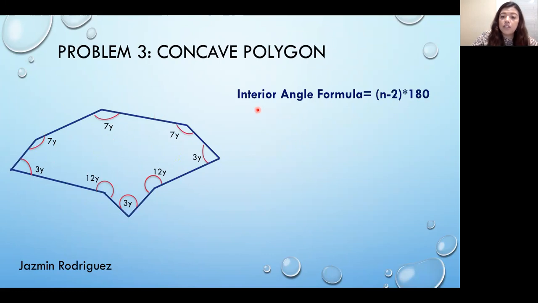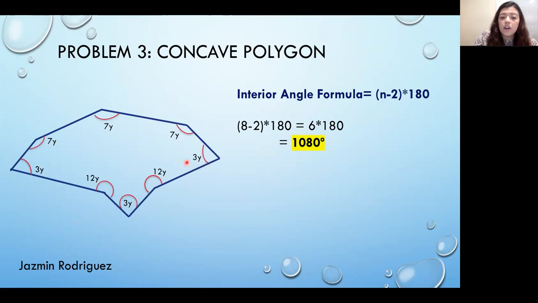So the first thing we'll do is identify the number of sides. So let's count them, shall we? We have 1, 2, 3, 4, 5, 6, 7, and 8. So we have eight sides to this polygon. So all we'll go ahead and do is plug that into our formula, and that'll give us that the sum of our interior angles, once we know what they are, will be 1,080 degrees.